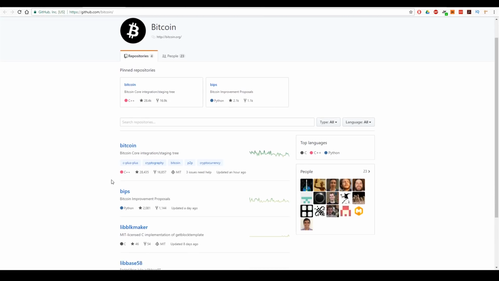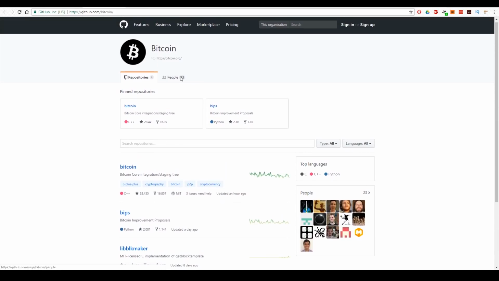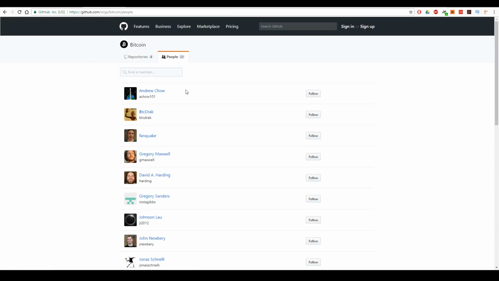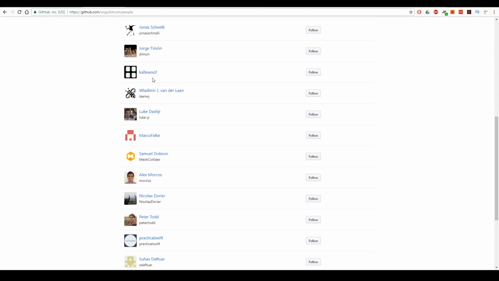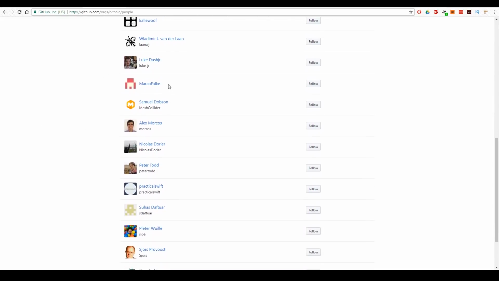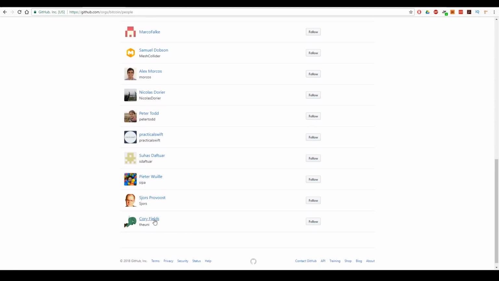So if you actually have a look here, you can see Bitcoin and BIPs, which is the Bitcoin Improvement Proposals. You can jump into these and look at a bunch of information. But if we actually go to people, these are the core developers currently working on Bitcoin. So for other cryptocurrencies, you'll see the core developers working on those. So we'll just choose kind of a random one, or one without a photo. We'll go to Corey Fields here.